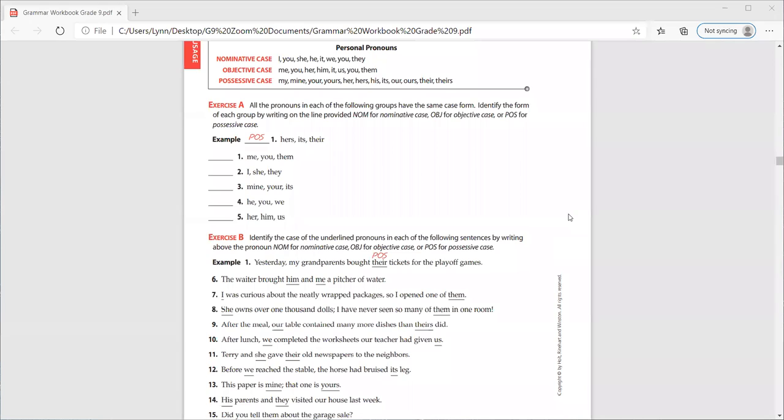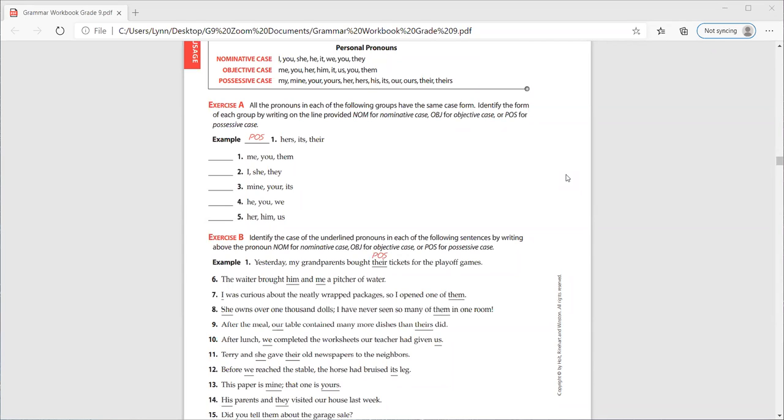Exercise A. All the pronouns in each of the following have the same case form. Identify the form of each group by writing on the line provided nominative, objective, or possessive. Example: her, its, their, that's possessive case. All right, Hannah, can you do 1 through 5, please? Me, Miss Lynn? Yes, please.